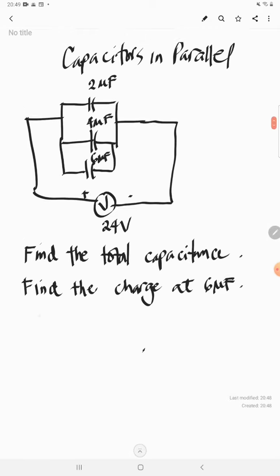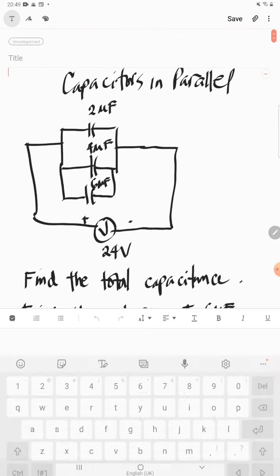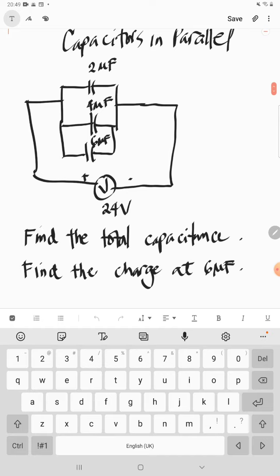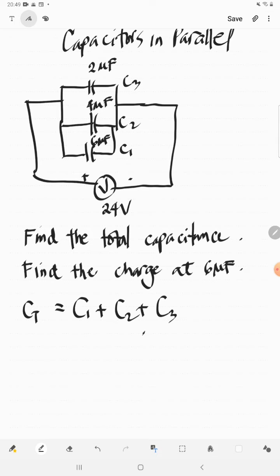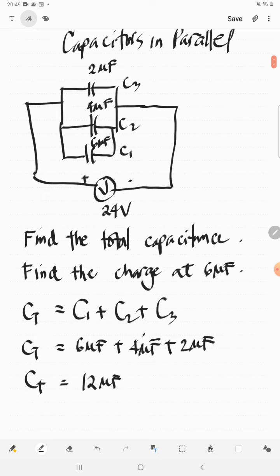Okay, so we have said that for capacitors in parallel, our total capacitance is simply equal to C1 plus C2 plus C3. So let's say this is your C1, this is your C2, and this is your C3. Our total capacitance is simply equal to 6 microfarad plus 4 microfarad plus 2 microfarad. So the total capacitance of this parallel combination is 12 microfarad.